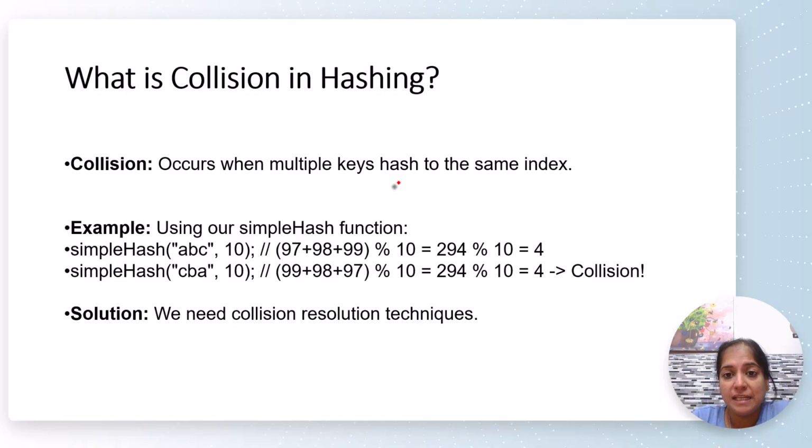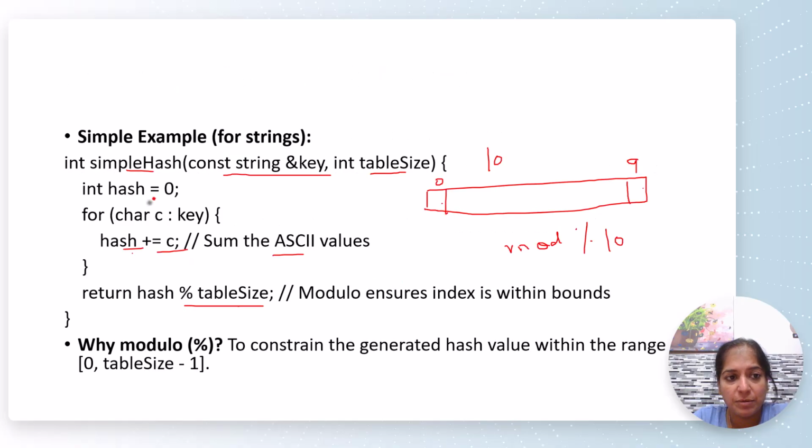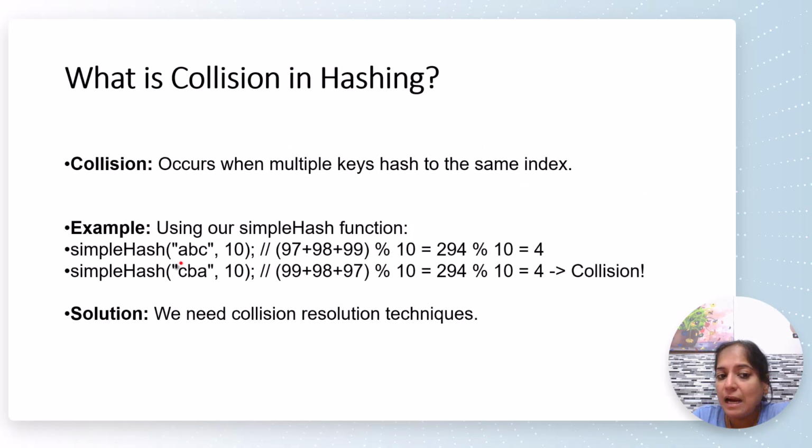Whenever multiple keys are mapped onto the same index, that is called a collision. For example, if we use the same hash function which we developed previously, I'm taking the value ABC, so its addition goes to 97, 98, 99. The table size is 10, so 294 modulo 10 gives us 4. So value ABC is mapped on index 4.